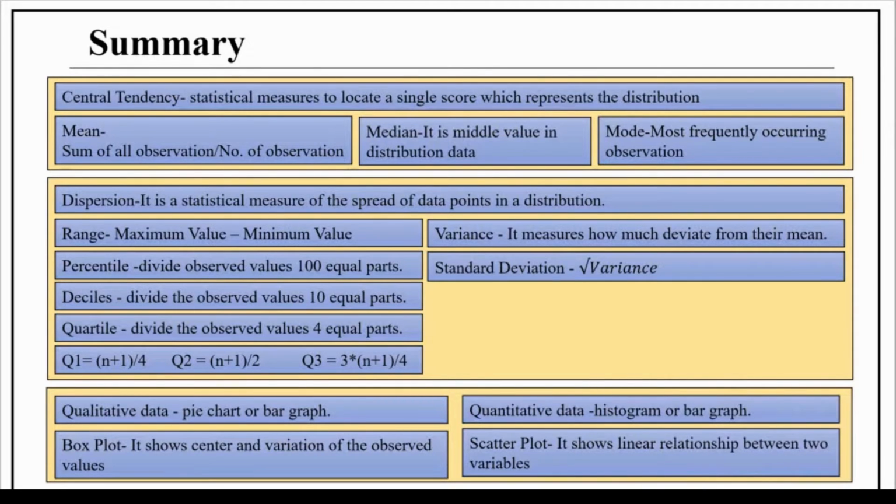Graph. Qualitative data is best presented by a pie chart or bar chart, and quantitative data is best represented by a histogram or bar chart. A box plot shows the center and variation of the observed values, and a scatter plot shows the linear relationship between two variables. So this ends our session on the summary of descriptive statistics.